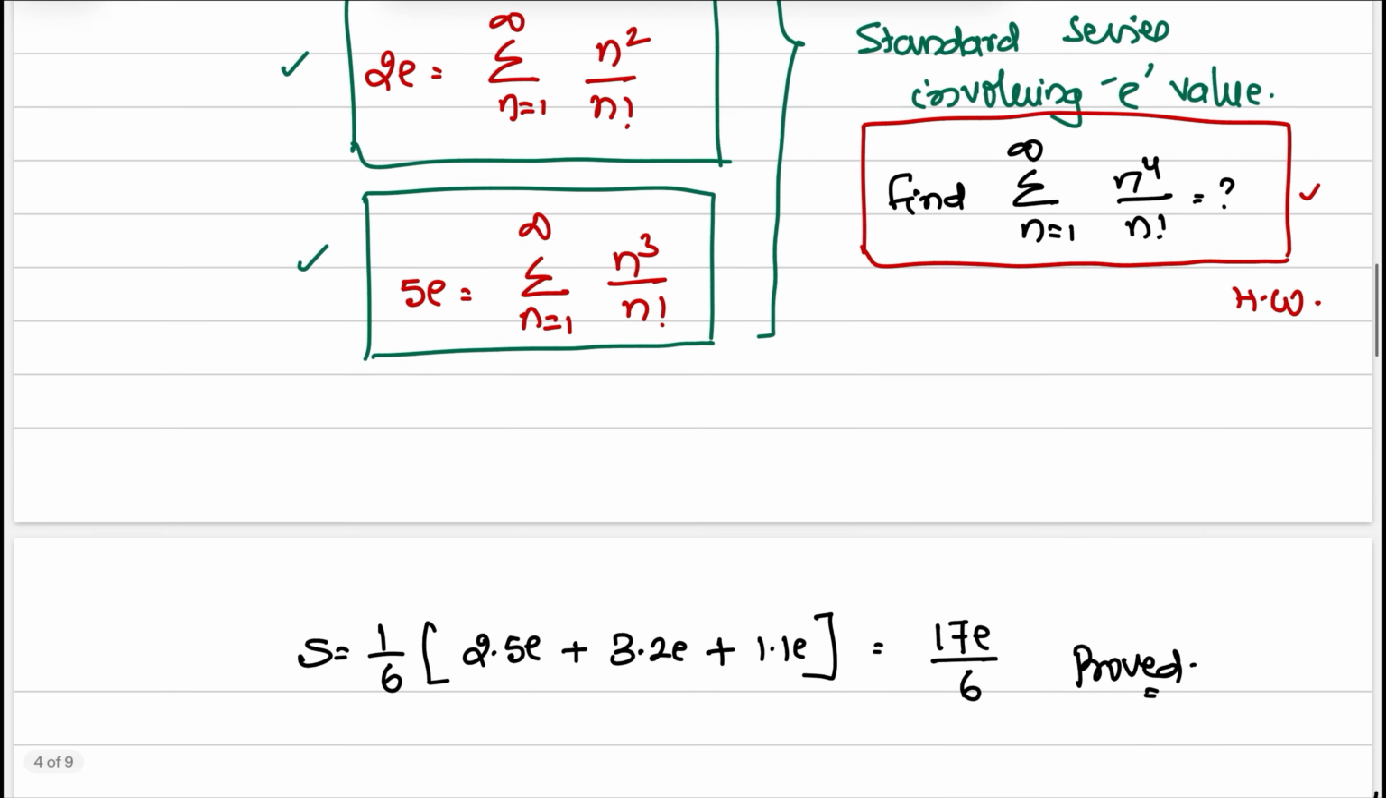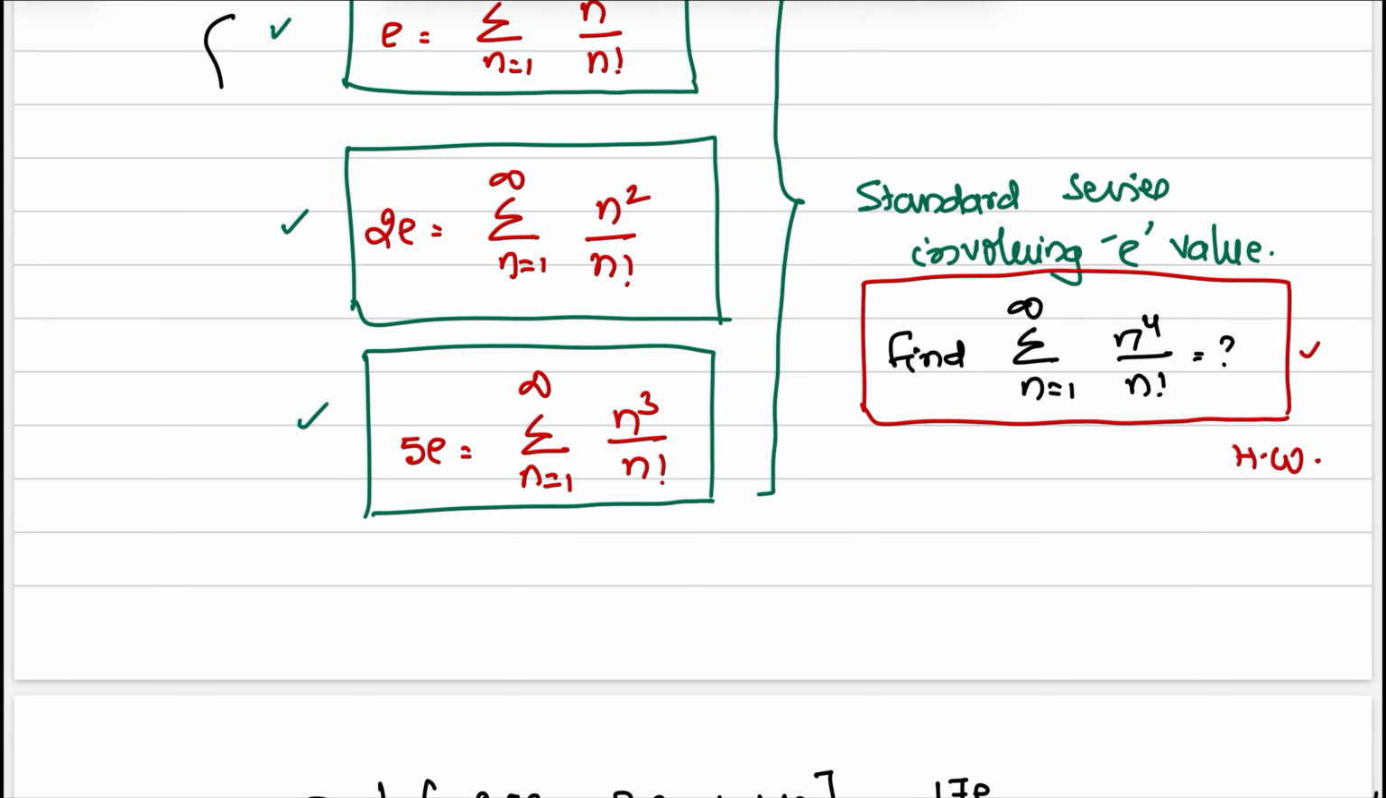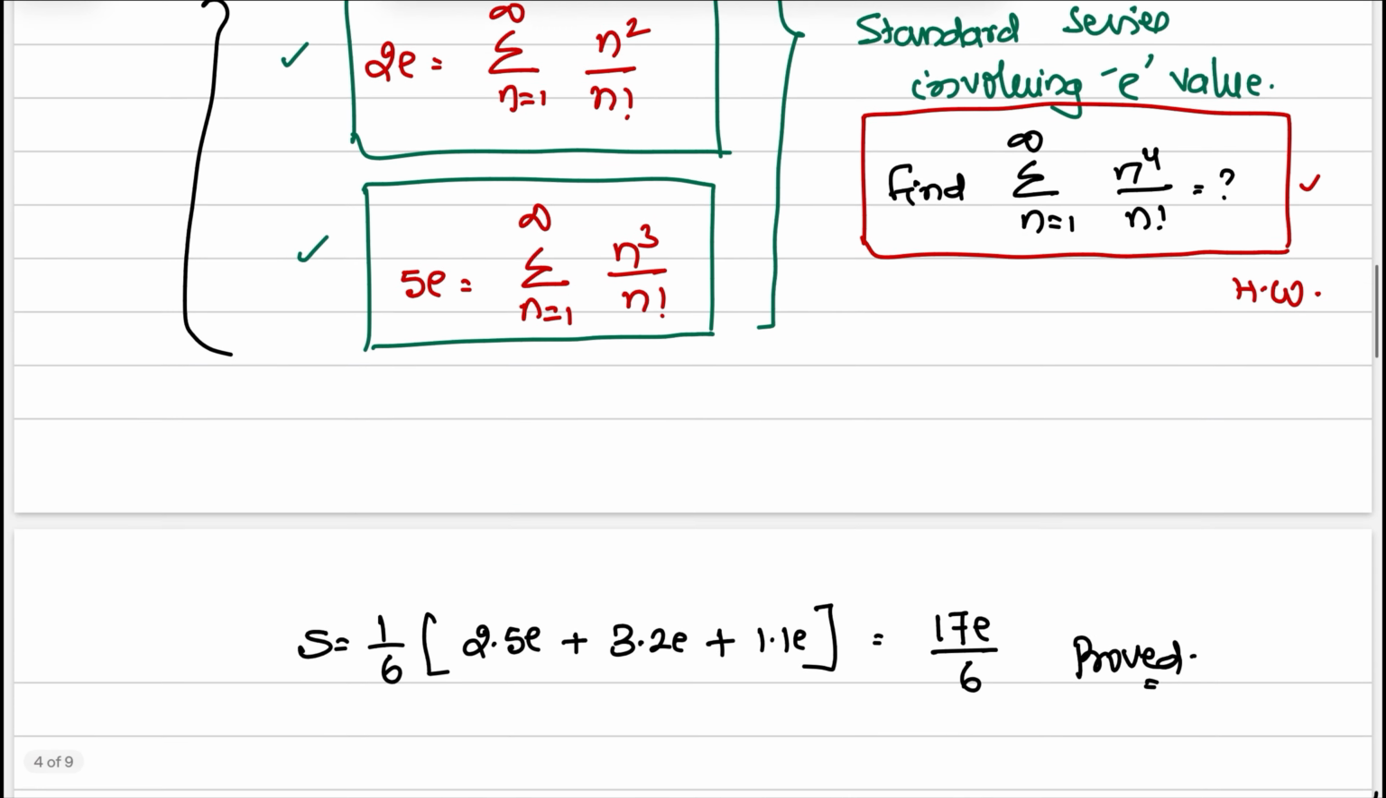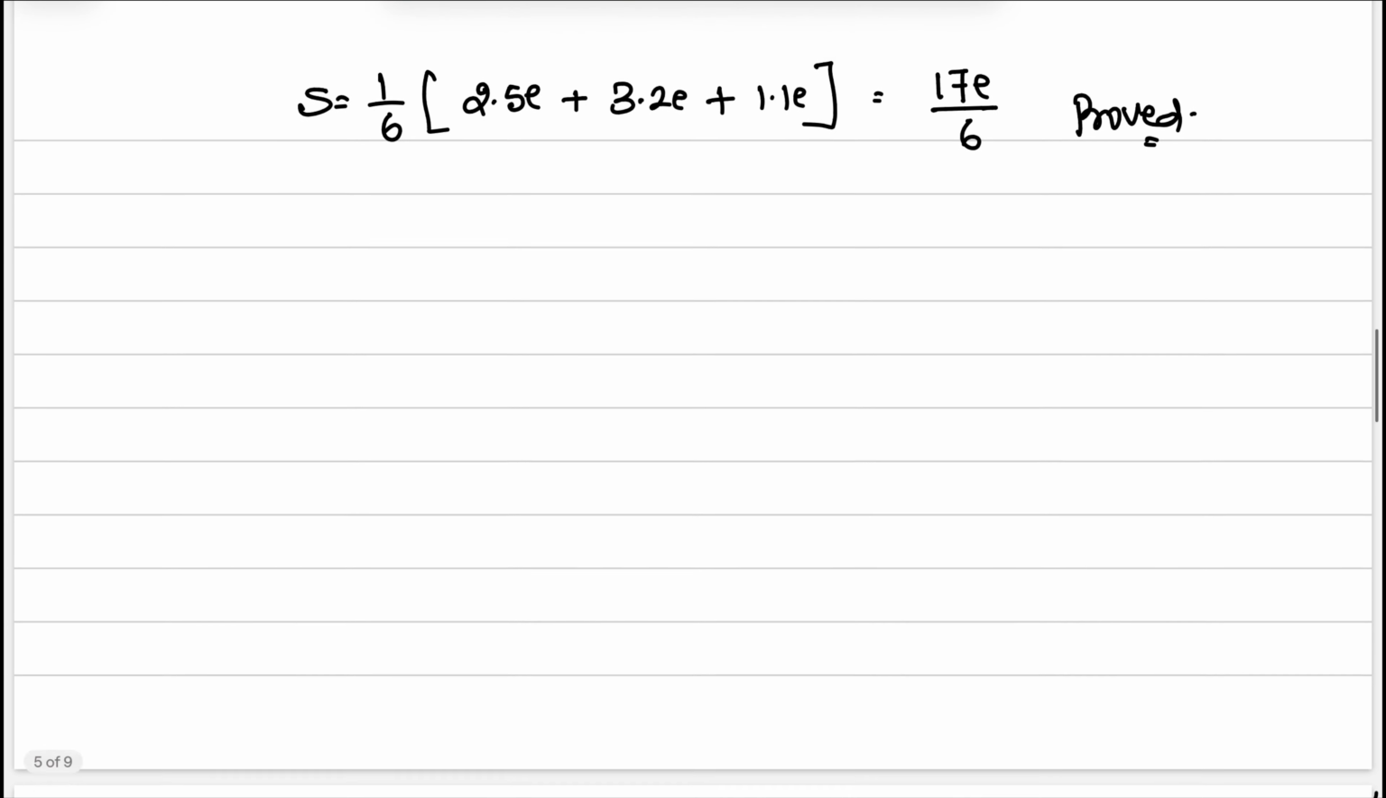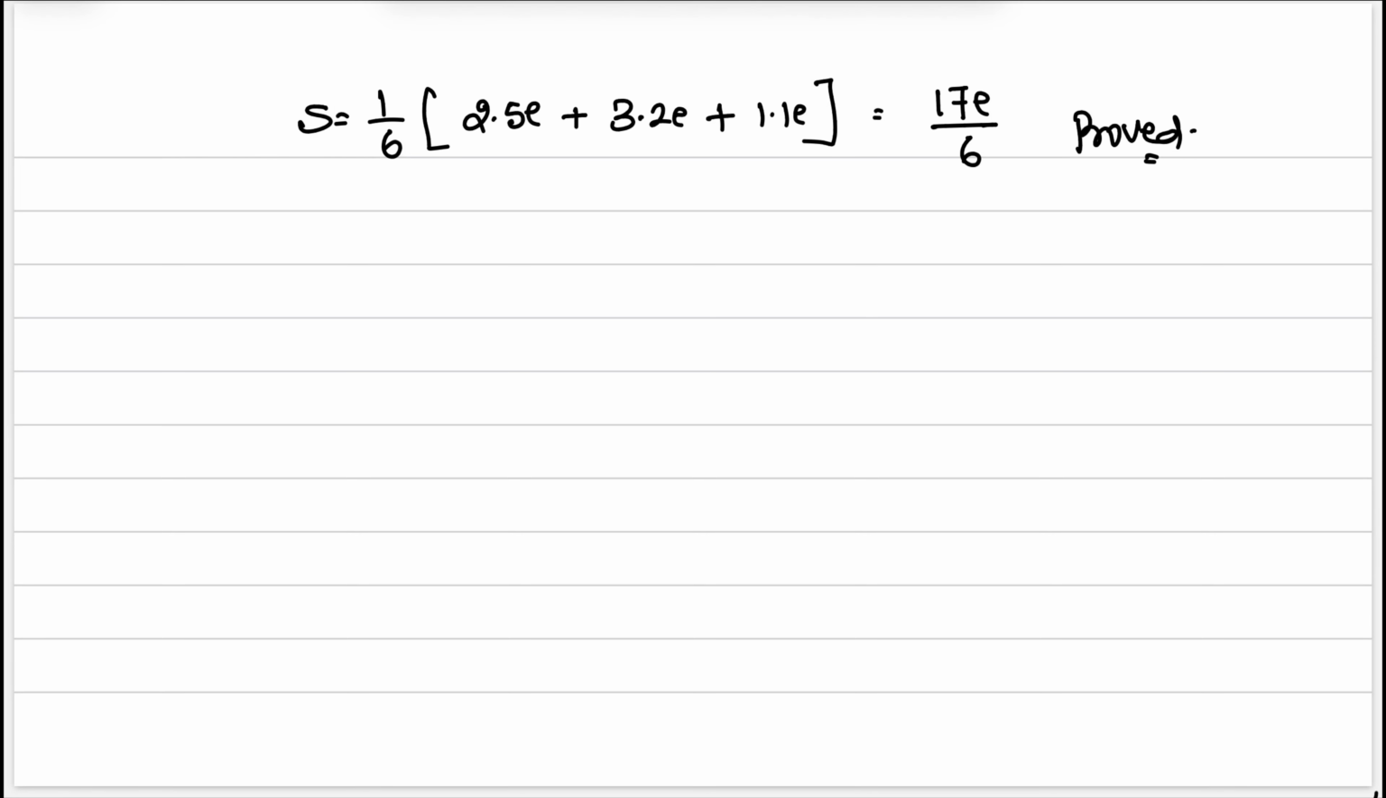But if you do not know these values, you cannot prove it. And the crux of the question is knowing sigma n equals 1 to infinity n by factorial n, n square by factorial n, and n cube by factorial n.